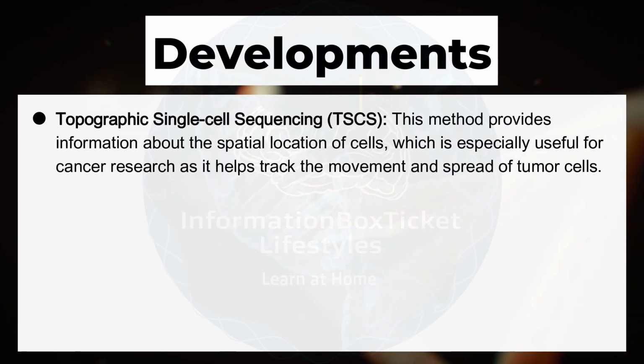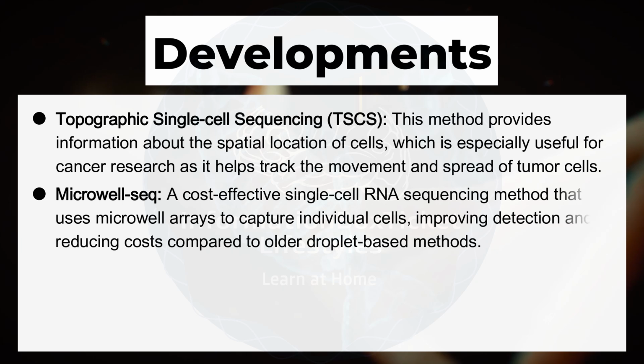Topographic single-cell sequencing. This method provides information about the spatial location of cells, which is especially useful for cancer research as it helps track the movement and spread of tumor cells. Microwell-seq, a cost-effective single-cell RNA sequencing method that uses microwell arrays to capture individual cells, improving detection and reducing costs compared to older droplet-based methods.